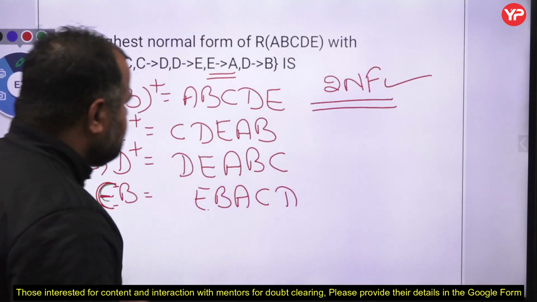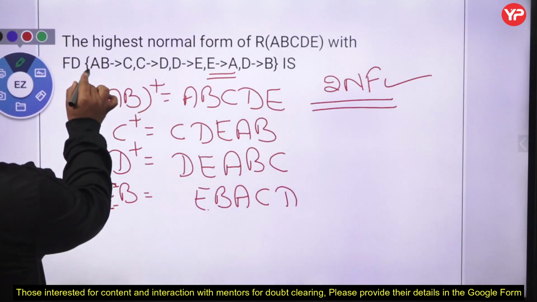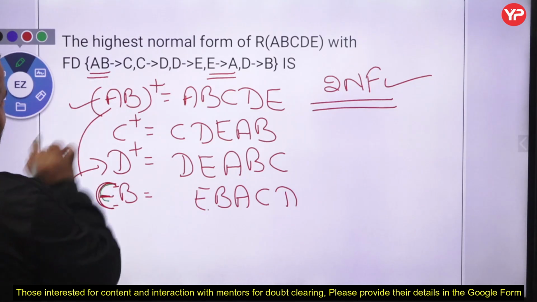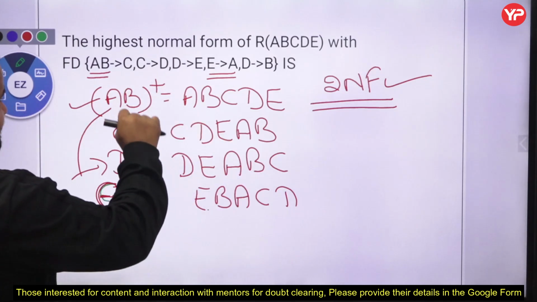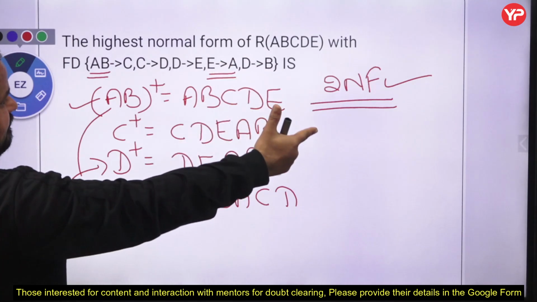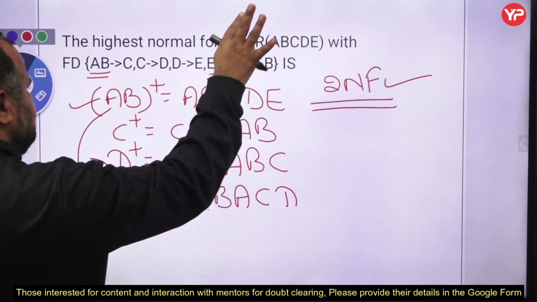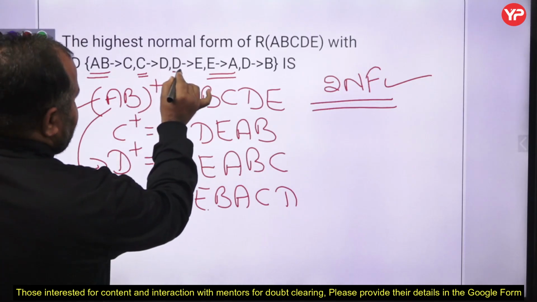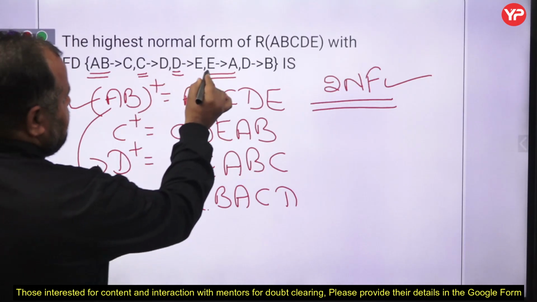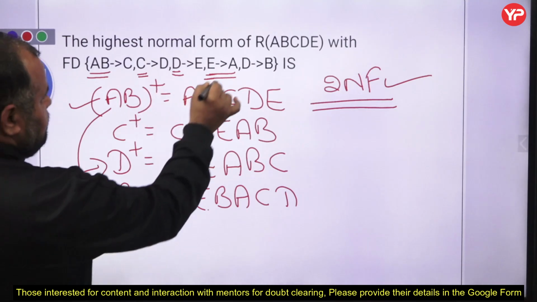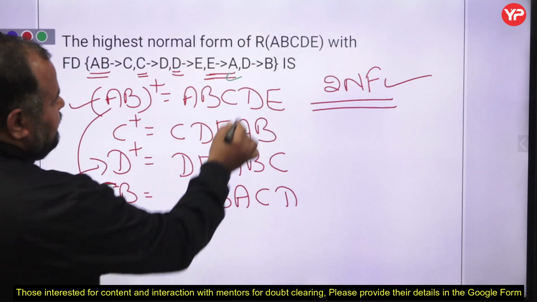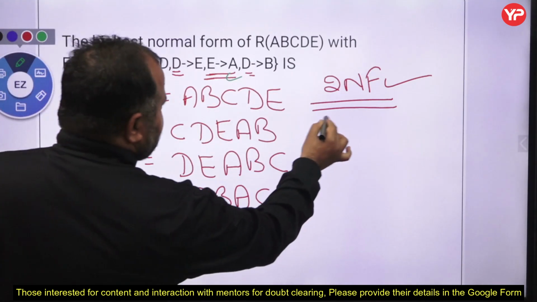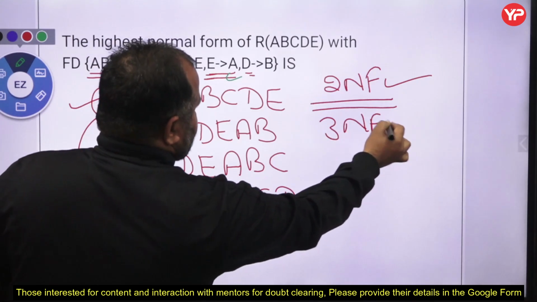Keep in mind, is the left hand side a key? Yes. So either the left hand side is a key or the right hand side is a prime attribute, then that is in 3NF. Is the left hand side a key? Yes. Is the left hand side a key? Yes. Is the left hand side a key? No, but the right hand side is a prime attribute. Is the left hand side a key? Yes, that's why it is in 3NF.